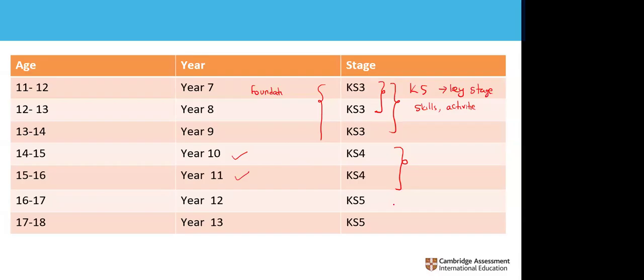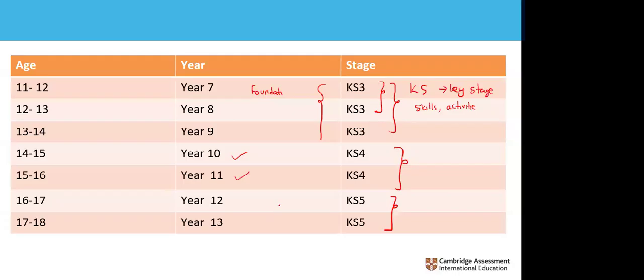Then we have what we call key stage 5. Key stage 5, like I've said, is equivalent to senior 5 and then senior 6, that kind of level. Now at year 12 and year 13, here we have serious syllabus coverage as well.